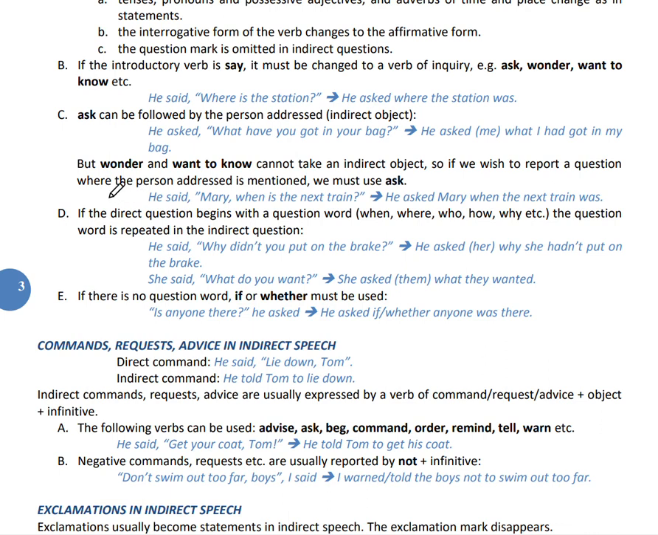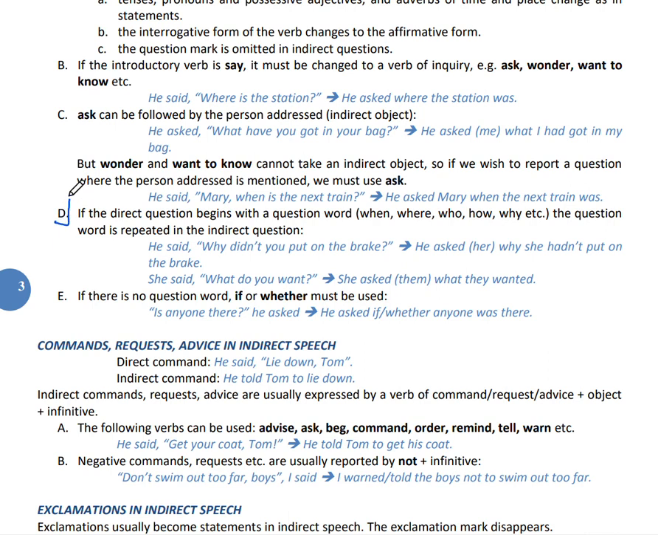For example, he said, "Mary, when is the next train?" He asked Mary when the next train was. Wonderful.